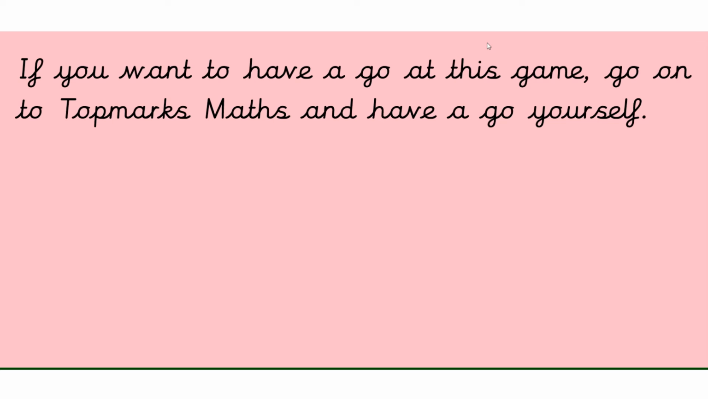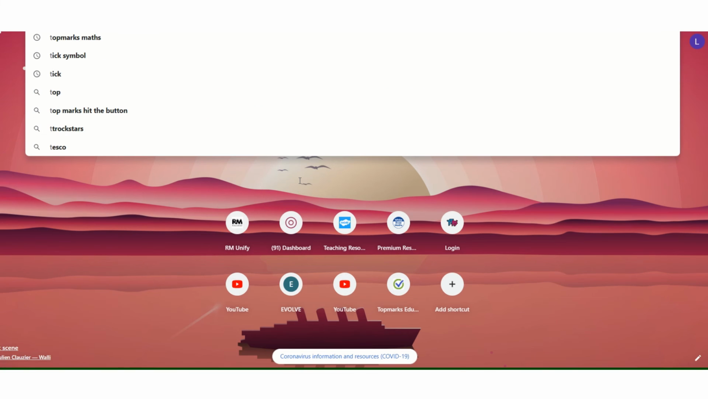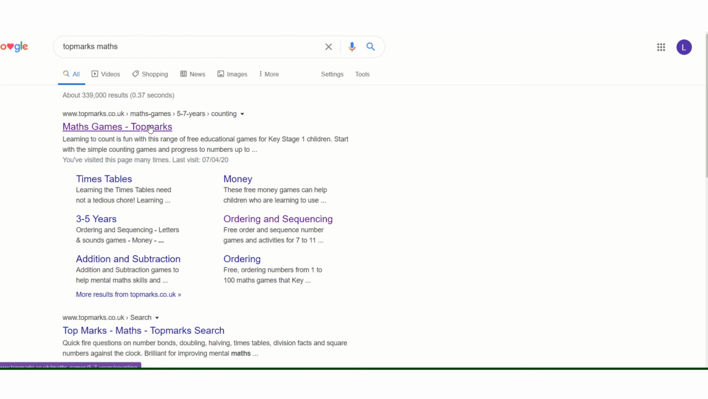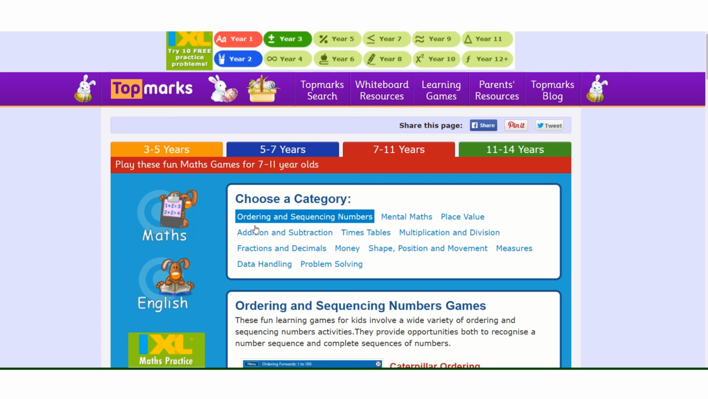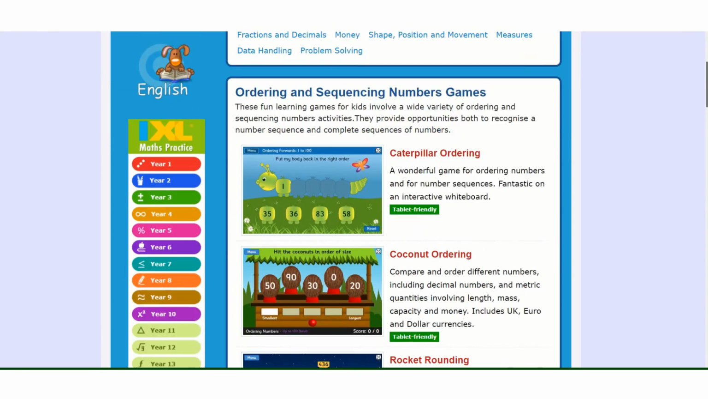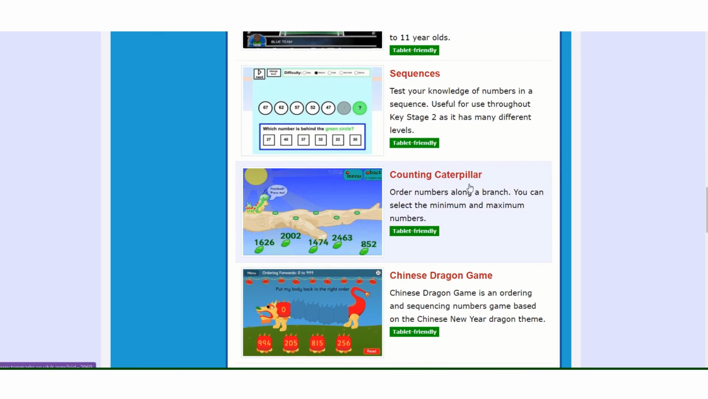If you want to have a go at this game, go on to Top Marks Maths again and I'll show you where to find it. Choose the maths games again, and 7 to 11. Now this one is in the ordering and sequencing numbers section. Go right down to near the bottom. It's a game called Counting Caterpillar. Choose that game.